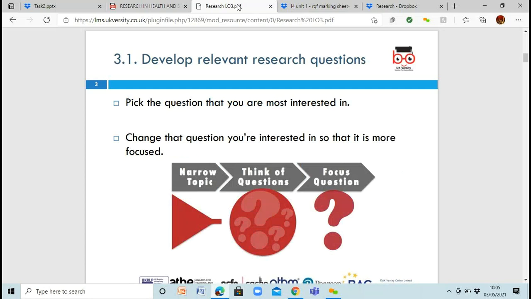So list some potential questions that can be logically asked, and once you've narrowed it down, then the best thing to do is pick the question that you're most interested in, find the one that you have a lot more knowledge about, and then if you want to make it a little bit more interesting, change it slightly so that you can focus it a little bit more. So narrow the topic, think of questions, and then focus the question. Once you have a focused question, you're really able to present a very good piece of research data, because you've got one particular thing that you're focusing on, and it's not going here, there, everywhere.